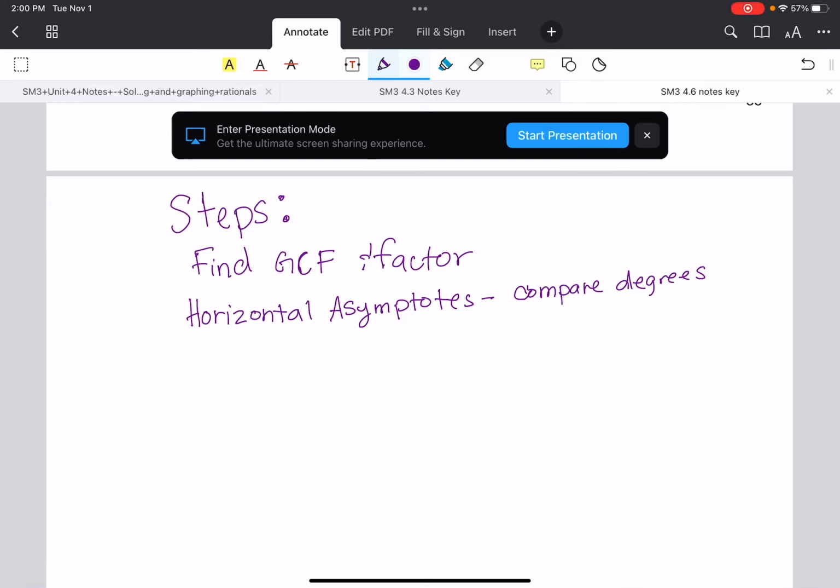So first step, find GCF and factor. Then you find your horizontal asymptotes and compare the degrees. If the numerator is bigger than the denominator, there's none.